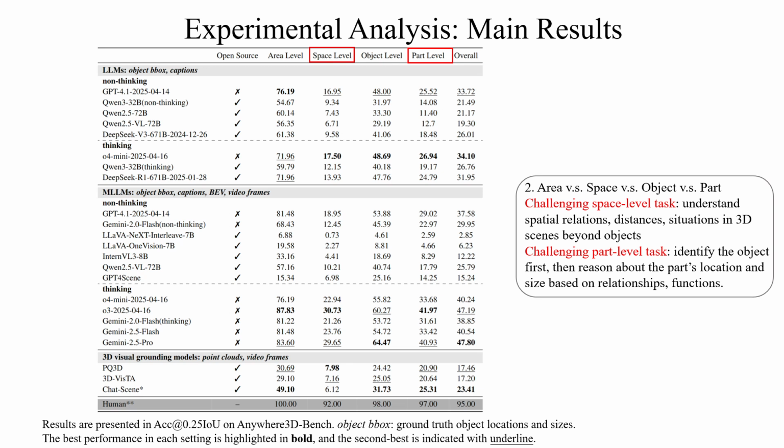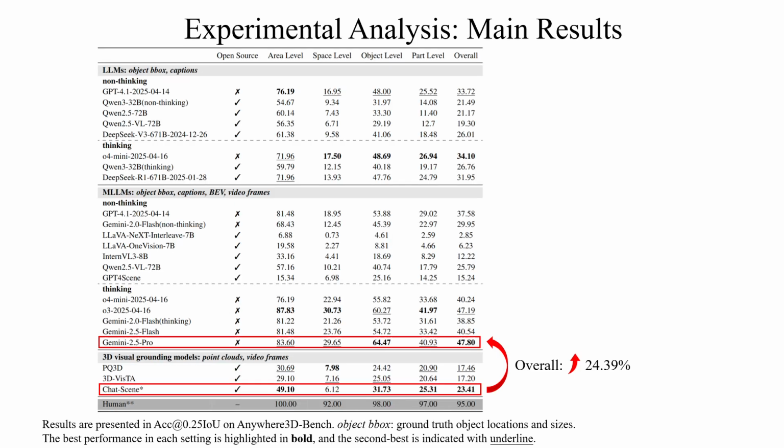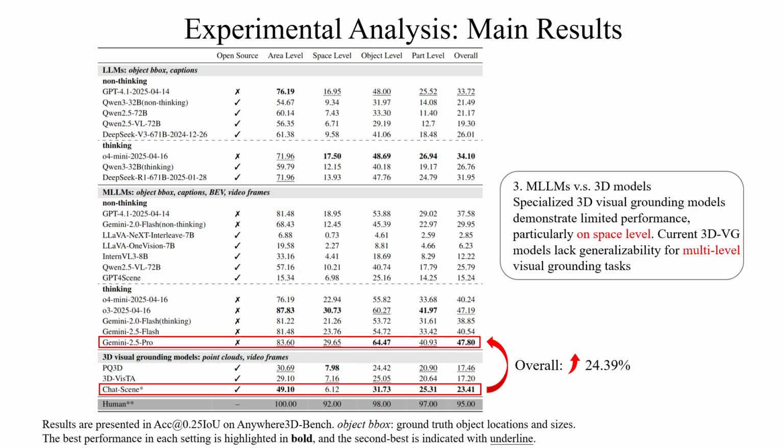We observe a substantial performance gap between the best-performing 3D visual grounding model, ChatScene, and the best-performing MLLM, Gemini 2.5 Pro, across all 4 grounding levels. Specialized 3D visual grounding models demonstrate limited performance, particularly at the space level, as they are restricted to predicting objects within the scene and lack generalizability for multi-level visual grounding tasks.